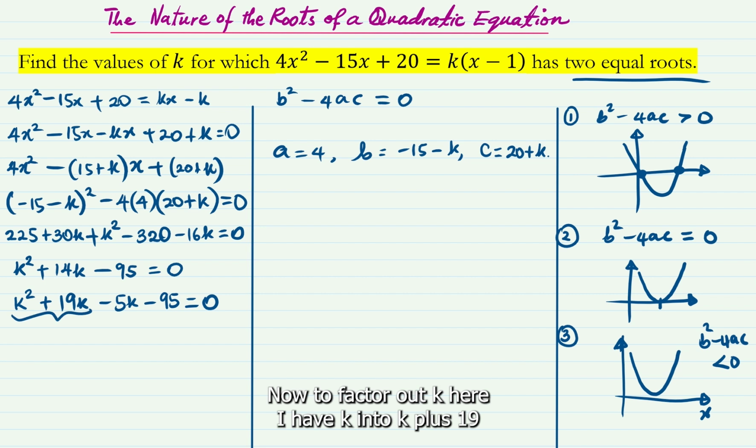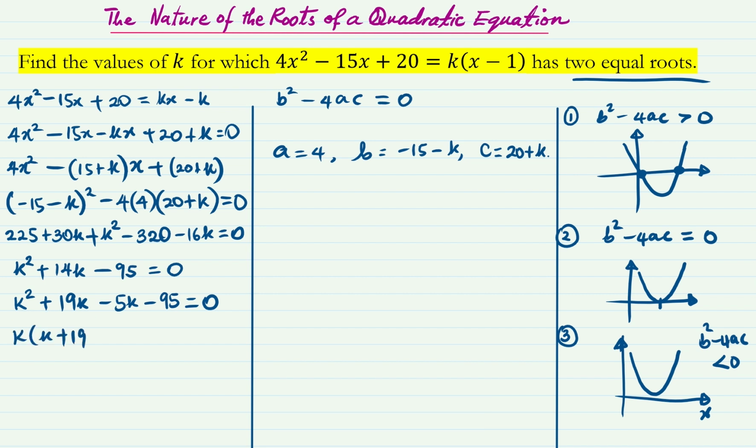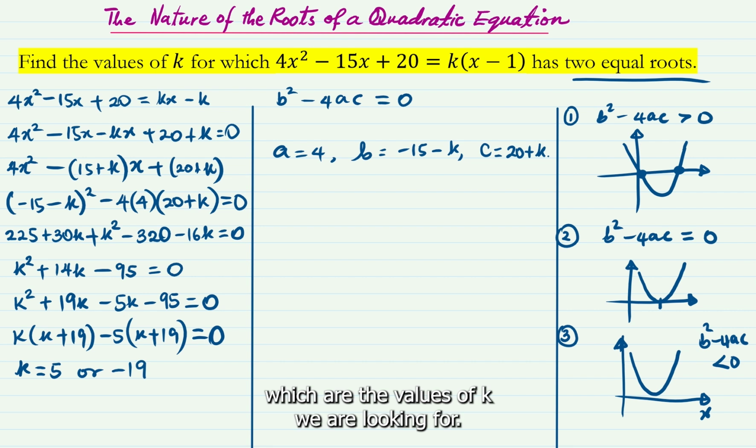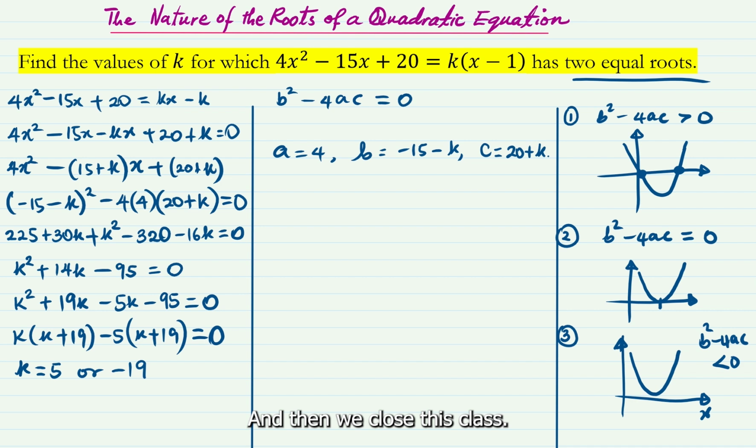Now, to factor out k here, I have k into k plus 19 minus 5 into k plus 19 equals 0. And this gives me k to be 5 or minus 19, which are the values of k we are looking for. Now, one more example and then we close this class.